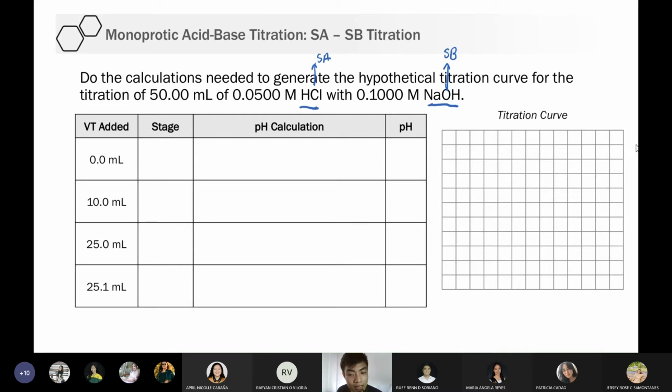Ganito. Si analyte, isang volume lang yung ibibigay sa kanya. And siya yung unang binabanggit parati. Okay? Again, yung analyte, yun yung isang volume lang yung ibibigay at yung unang babanggitin parati. Kasi yung titrant, iba-iba yung volume niyan. Okay? Iba-iba yung volume niya. Okay? So, ito yon. So, ganun ha.